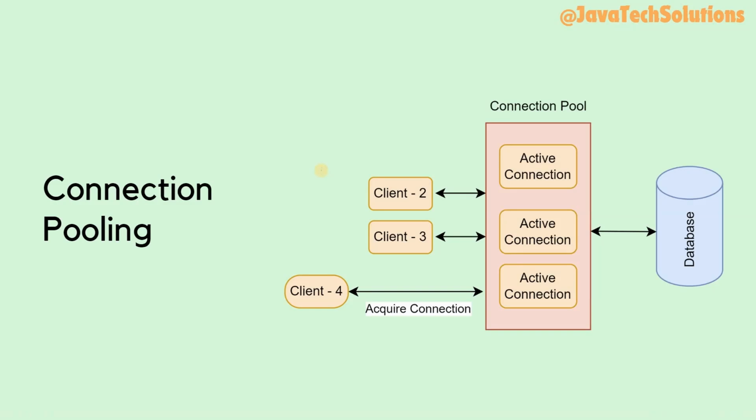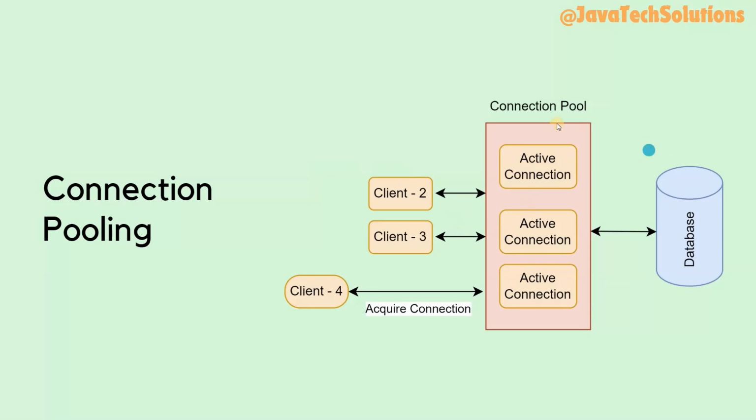Hello everyone. Today I'm going to talk about connection pooling and why we need it. Whenever we fetch some data or do some kind of database activity, we need a connection. Connection means from the application to the database.